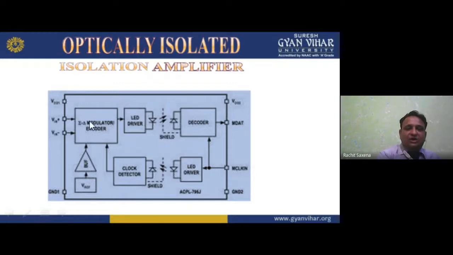In this we have a modulator and encoder. We are getting the signal in voltage form. We have a reference, converting it into the modulator and encoding it. A clock detector is needed for the encoder already. This is the LED driver, and here we have the optically isolated amplifier, with a diode. Then we have the decoder, because we want to measure the signal, so we decode it again and measure it here. So this is basically optical isolation; we are making it optical.